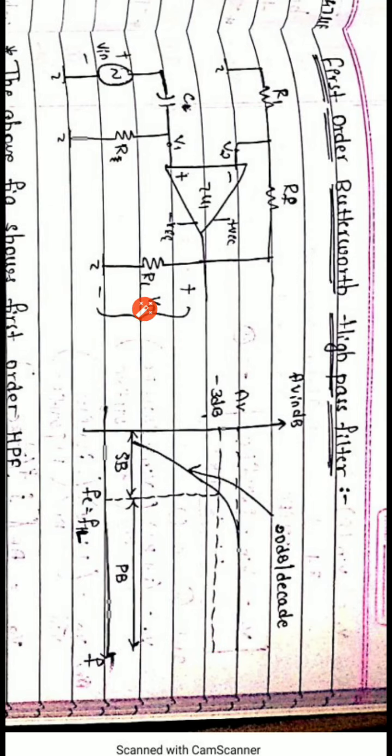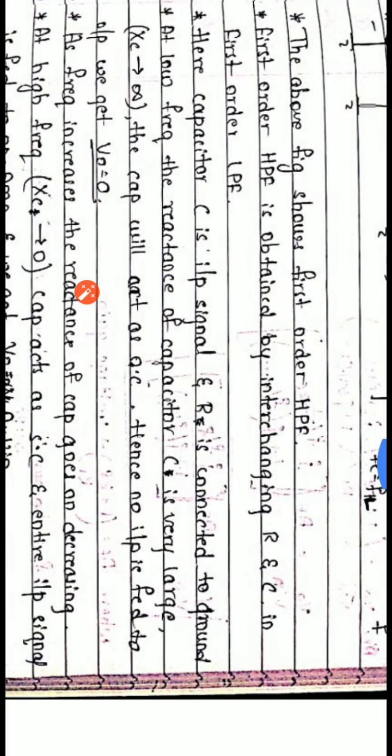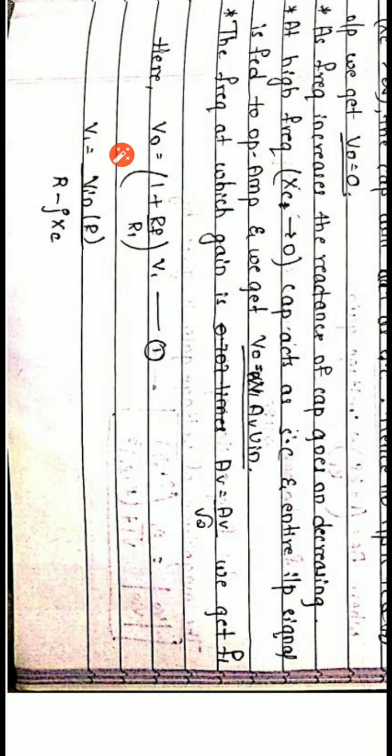So this is how the first order Butterworth high pass filter allows the high frequency components using the capacitor and resistor network. Now we need to find the expression, or the derivation, based on this connection. We know that this is a non-inverting configuration, so the output voltage V0 can be written as V0 equals 1 plus RF by R1 into V1. RF is the feedback resistance, and R1 is the input resistance which is connected to ground.